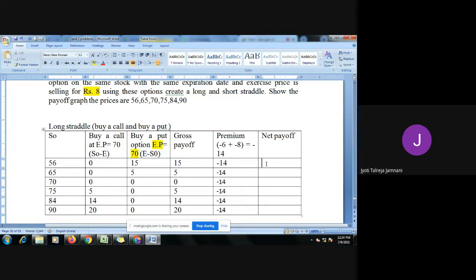Now we'll see by paying the premium. That is, the premium is minus 14. So first it is 14, 70 minus 56. Okay, sorry. So here it is 14 minus 14. If I pay the premium, 0 is the gain. 5 minus 14, you get minus 9. Then 0 minus 14 is minus 14. 5 minus 14 is again minus 9. 14 minus 14 is 0. And 20 minus 14 is 6.